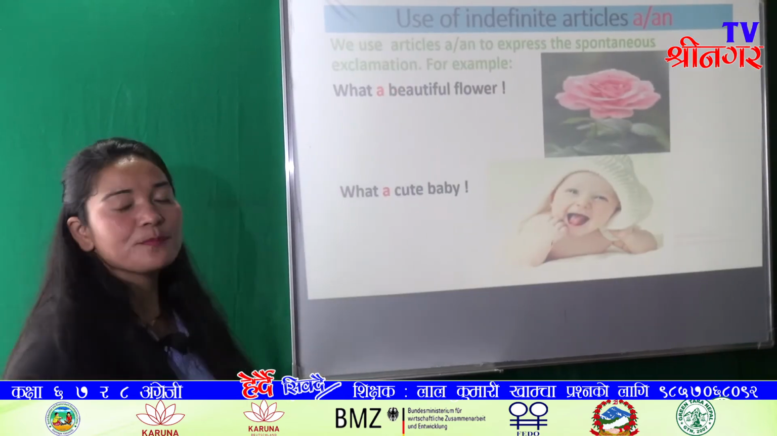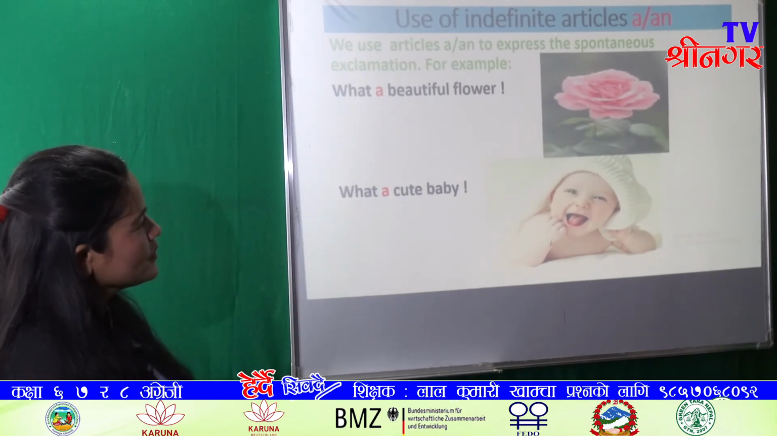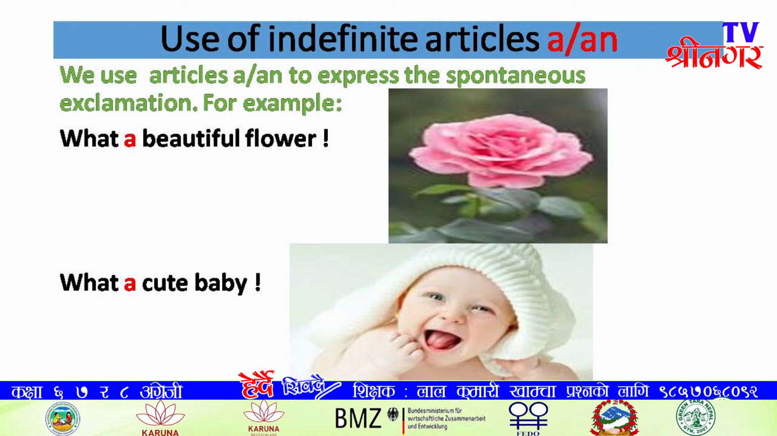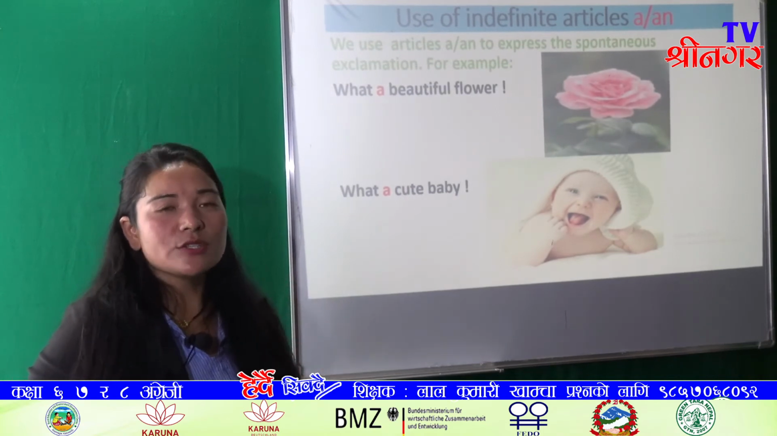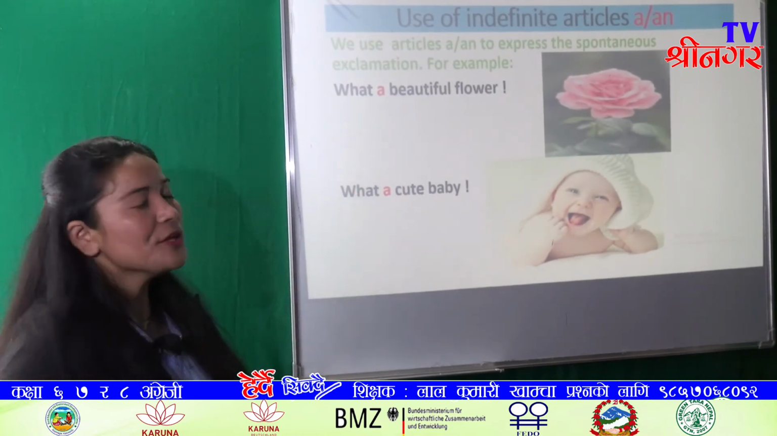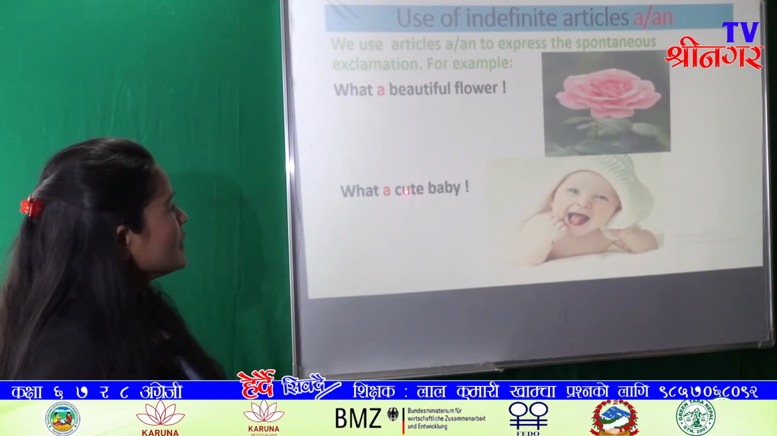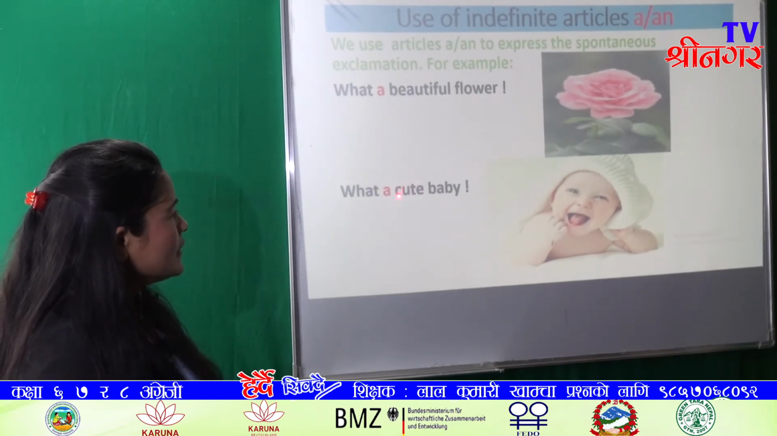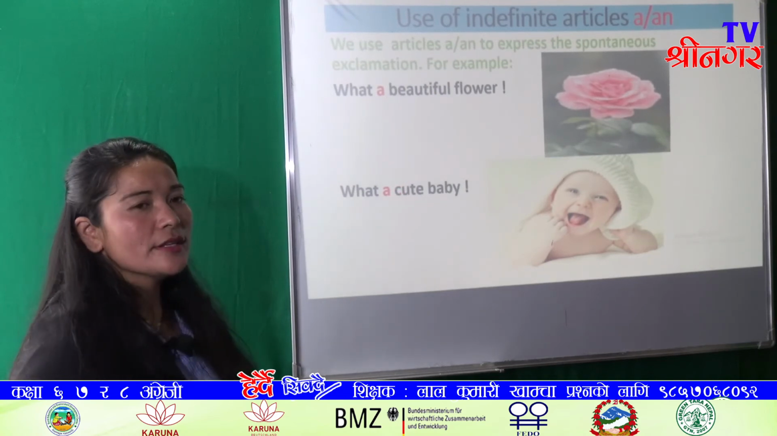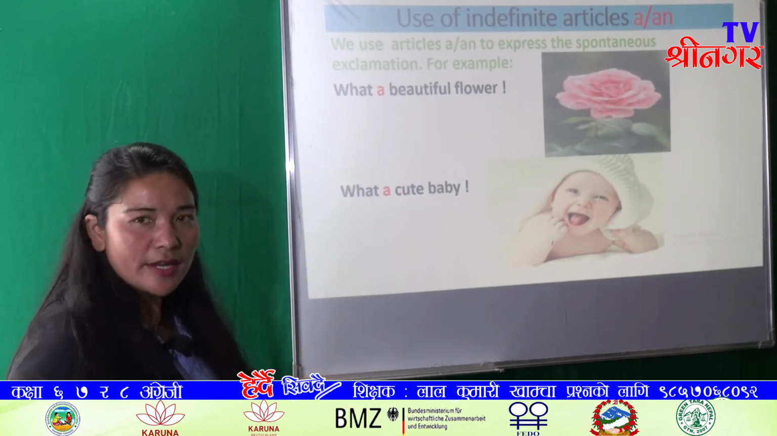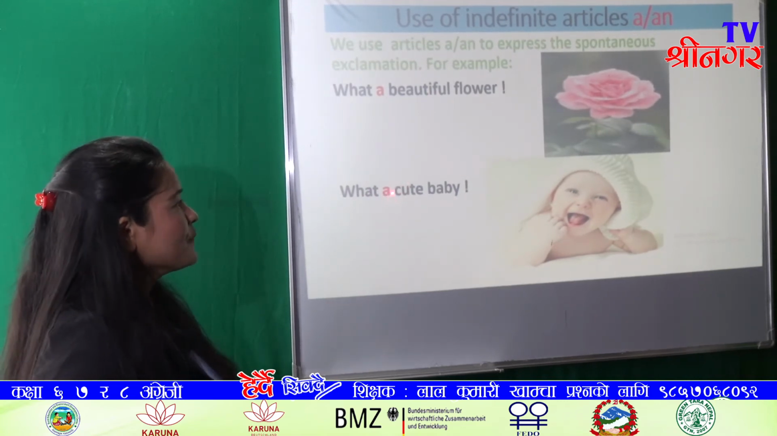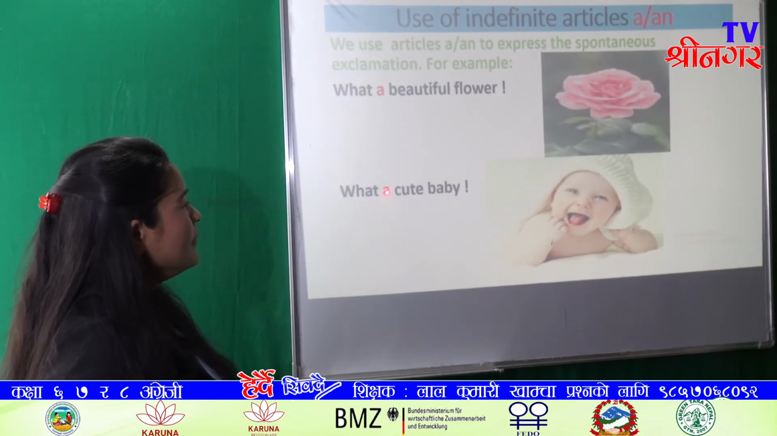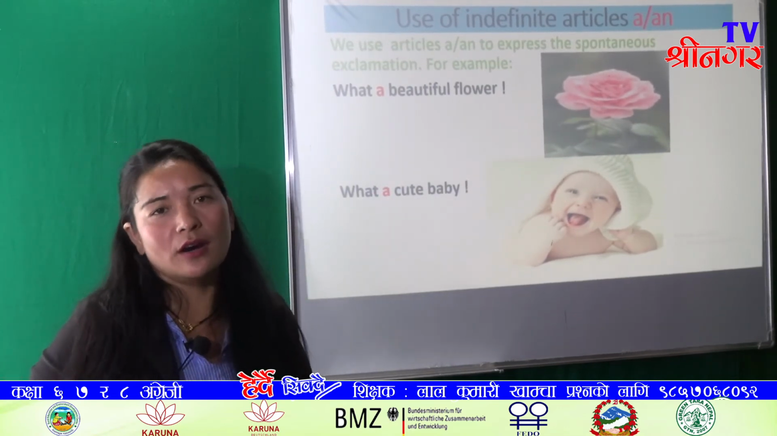here a is used. Okay, in the next picture also, "What a cute baby." Really, this baby is very cute. And seeing the cute baby, we express our joy, our surprise: "What a cute baby." Here also, in cute, C is pronounced with a ka sound, and before a consonant sound we have to use a. So we have used article a here.